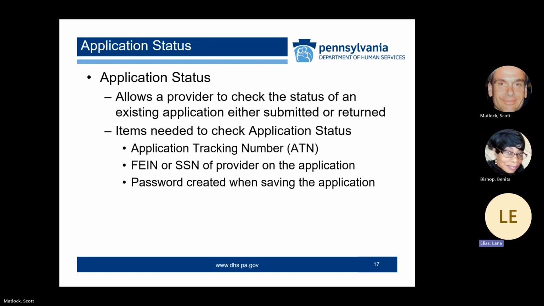Now, the application status. This allows a provider to check the status of an existing application, either one that was submitted or returned. Items needed to check the application status are the application tracking number, the tax ID or social security number of the provider on the application, and then the password created when saving the application.